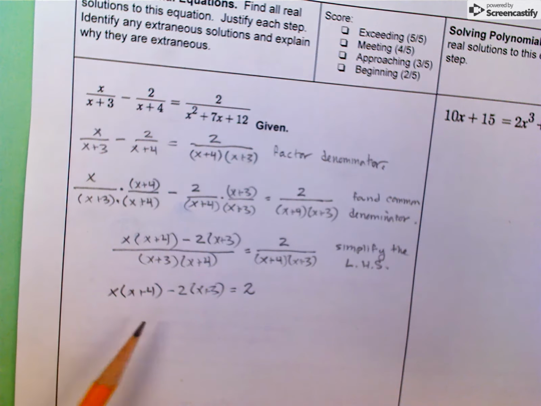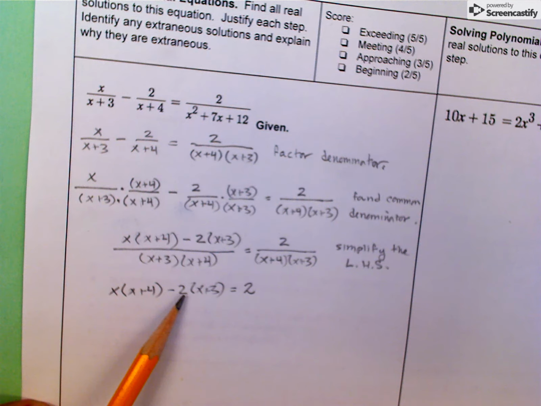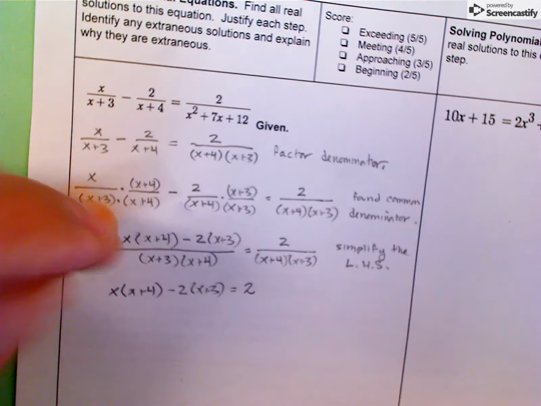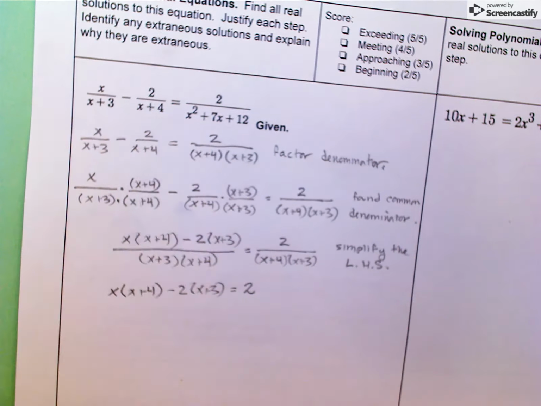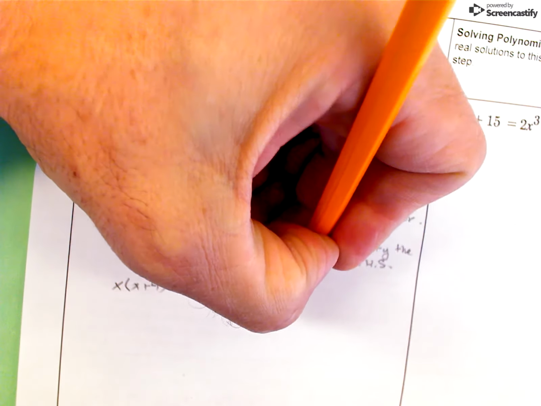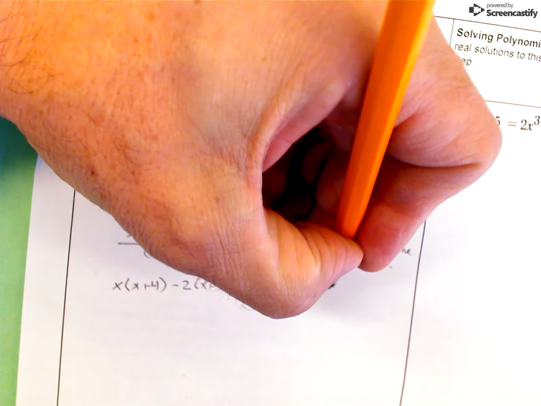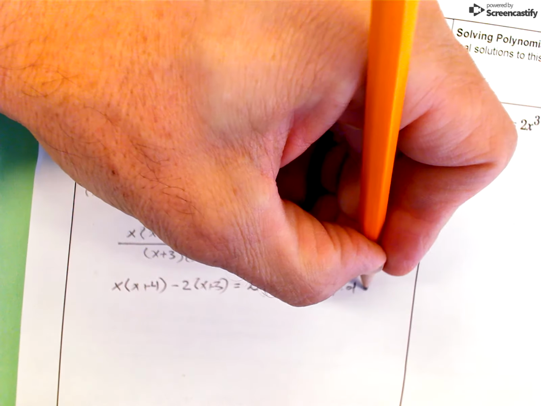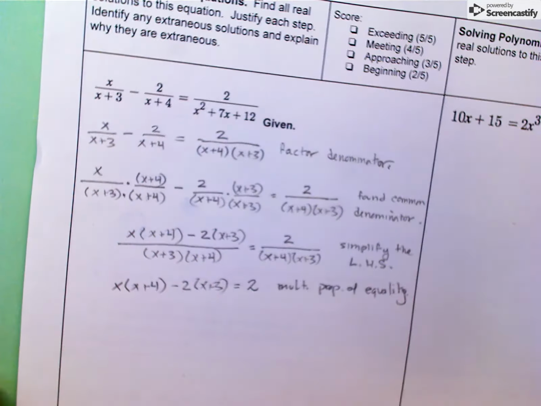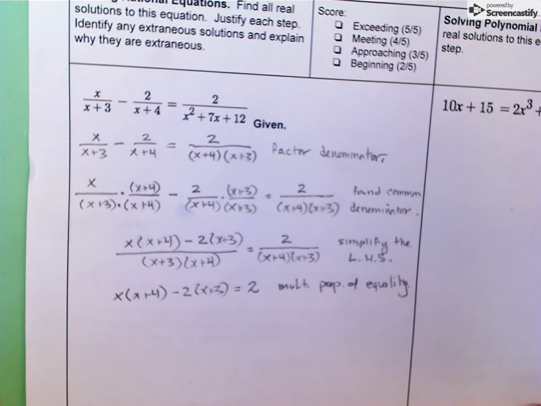Now, there's a lot of ways to describe what I just did, but really the justification for this step is that by multiplying both sides of this equation by that denominator, I used the multiplicative property of equality. And I will just abbreviate it like that.